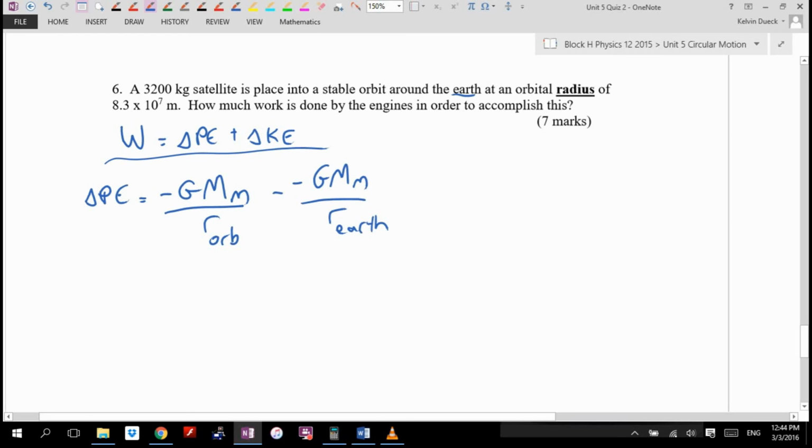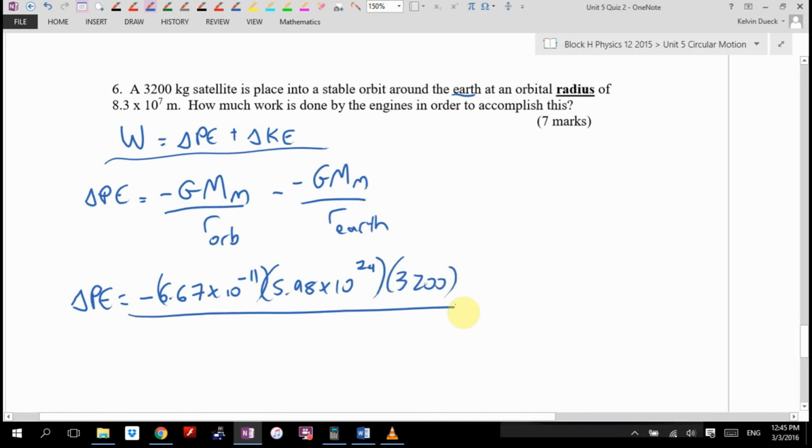Oh, there's a lot of typing. Okay. It's going to be negative 6.67 times 10 to the negative 11, 5.98 times 10 to the 24th, 3,200, all divided by 8.3 times 10 to the 7th. That's pretty far out there. Plus, same thing, same thing, same thing, divided by 6.38 times 10 to the 6th.